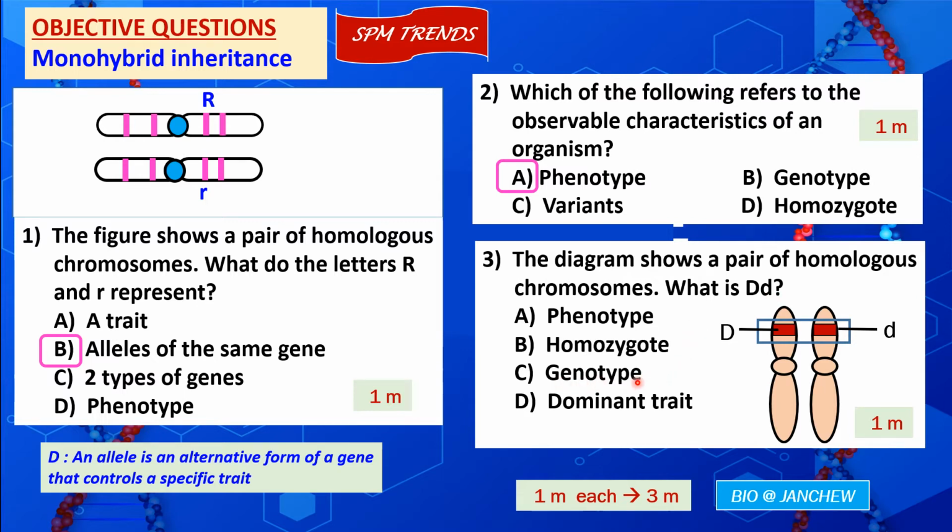C is the answer, okay? The genotype of the organism. If it's just one letter like this by itself, it's an allele. But when you have a pair of alleles together like this, this represents the genotype of an organism. Okay? So altogether, 3 marks. The total number of marks is 3 marks here. 1 mark for each objective question.